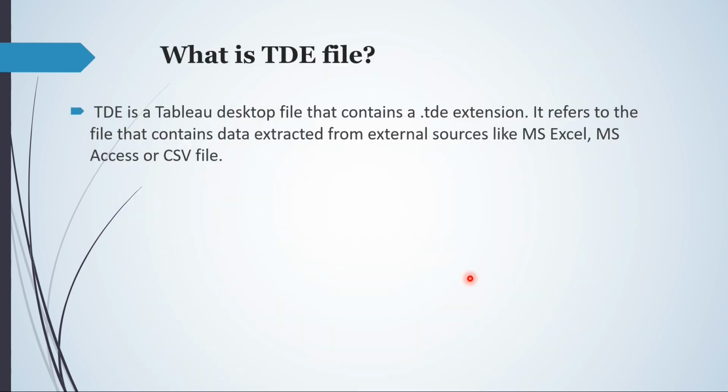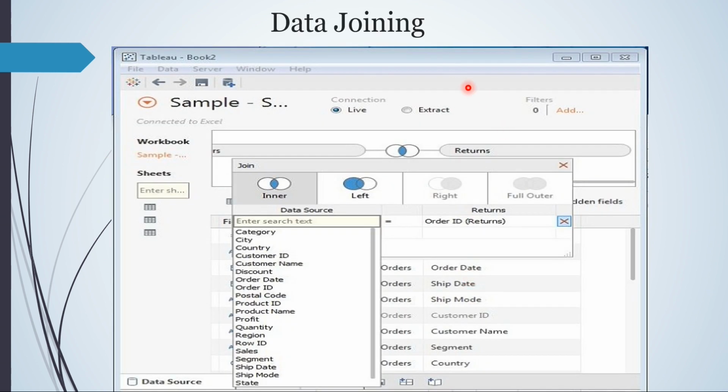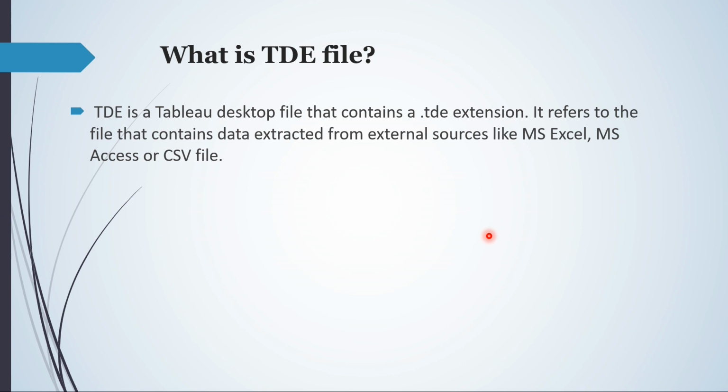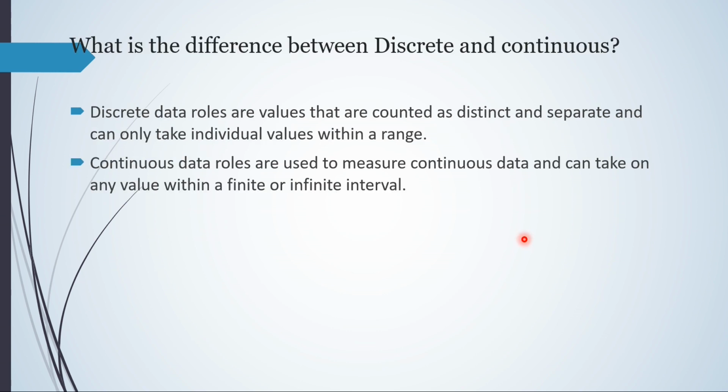What is a TDE file in Tableau? A TDE file is a desktop file that contains a .tde extension. I'm going back. See, here is an extract in the connection. If you click on this extract, you are prompted to save a file locally. While you are saving that file locally, it will be saved with the extension .tde. .tde means Tableau Data Extract. So that is a .tde file.